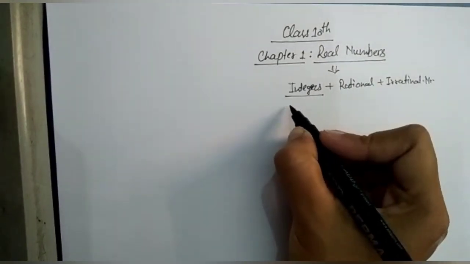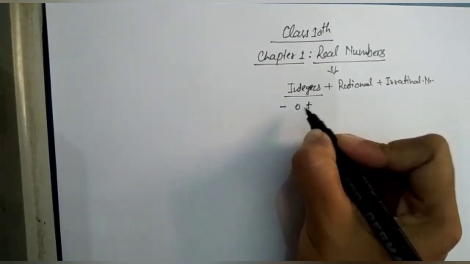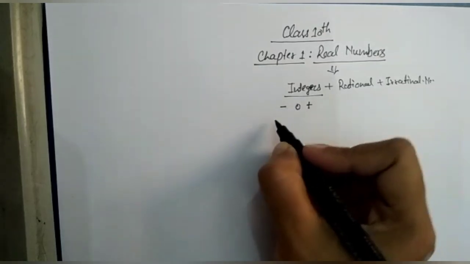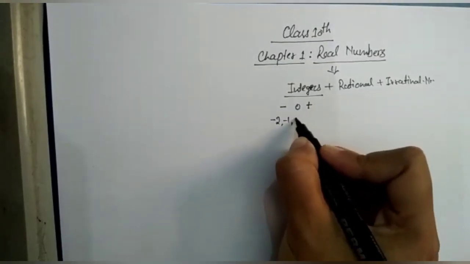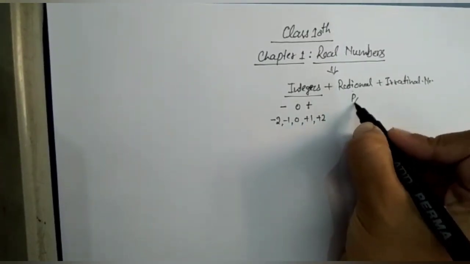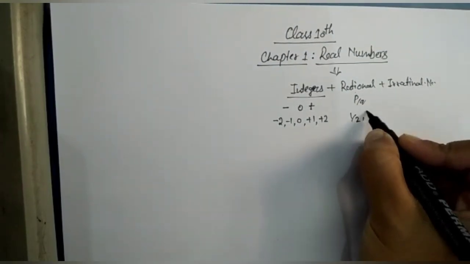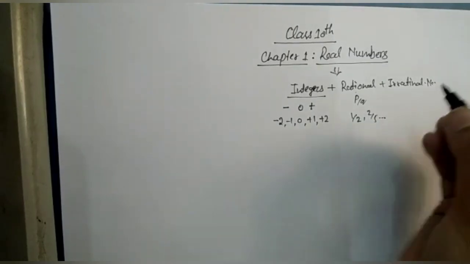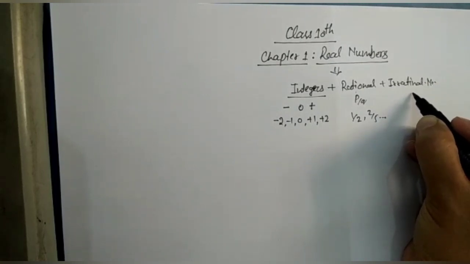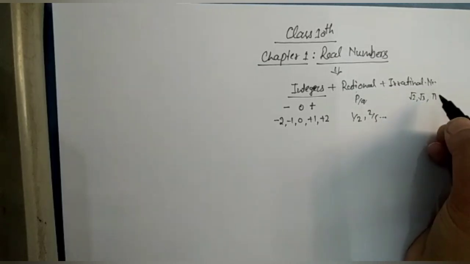In integers we can include negative digits, 0 and positive digits, that is -2, -3, -4, -1, 0, +1, +2. These types of digits we can include in integers. And rational numbers are numbers of the form p upon q, just like 1/2, 2/5, etc. And the next one is irrational numbers. What are irrational numbers? These are numbers like √2, √3, pi. These types of numbers are irrational numbers.